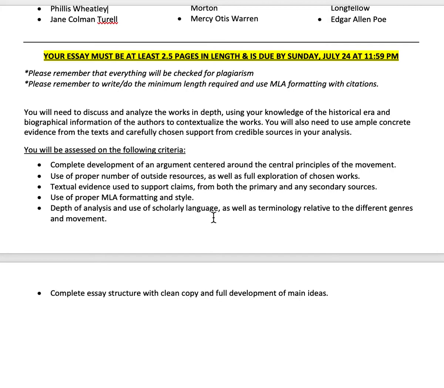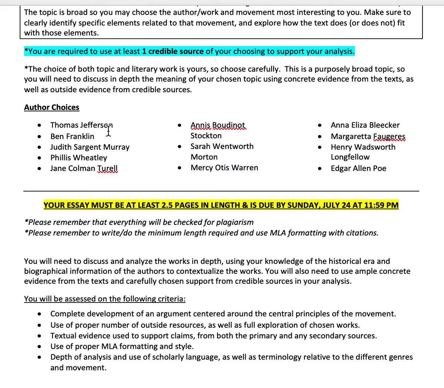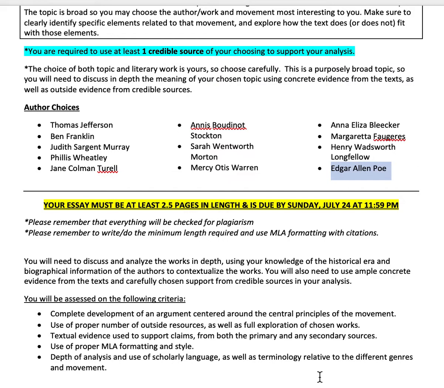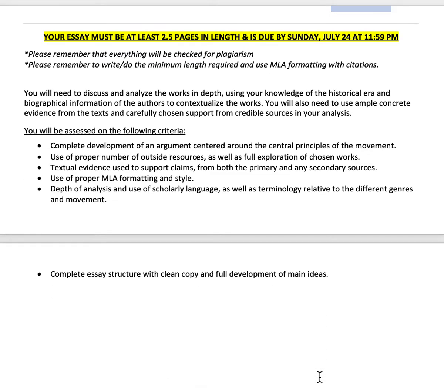You need good evidence to support your claims from both the primary and secondary sources, MLA, and then, of course, making sure you're using that scholarly language. Make sure that you're really using the terminology relative to those movements and even the genres that you're analyzing. For example, if you're analyzing a primary document like Jefferson's Declaration, the way you talk about it is going to be different than if you talk about a poem, which is going to be different if you talk about a short story. So make sure that you're using the language of those different genres as well.